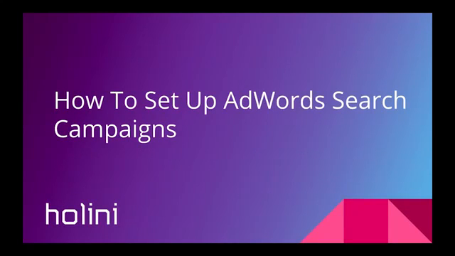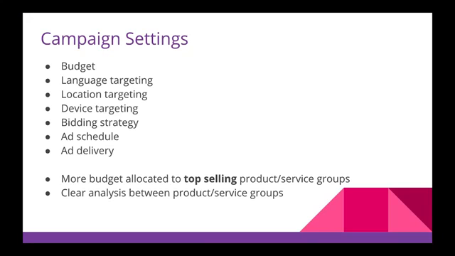So, before establishing how many campaigns to use and how to structure them, you should look at your range of products or services and ask yourself how they differ from each other when it comes to profitability, for example. I'll give an explanation on that soon. The campaign level settings allow you to set a budget, language targeting, location targeting, device targeting, bidding strategy, ad schedule, and ad delivery. So if you want all these settings to be the same for all your products, do you really need more than one campaign? Technically, no. But if you want to have different settings for different product groups, it makes all the sense in the world to have separate campaigns for them.